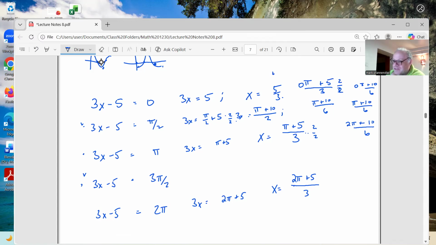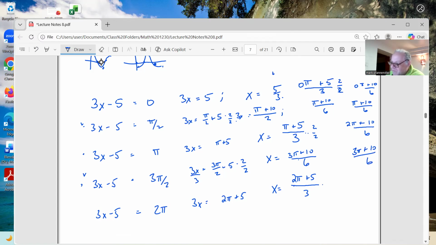We're going to go ahead and solve this thing. Add the 5 to both sides. We have 3x is equal to 3 pi over 2 plus 5. But again, we're not going to just leave it like that. We're going to get common denominators, like we're supposed to. So we have 3 pi plus 10 over 2. We're going to divide both sides by 3 here, so divide by 3 over 2. 2 times 3 is 6. So we end up with 3 pi plus 10 all over 6.